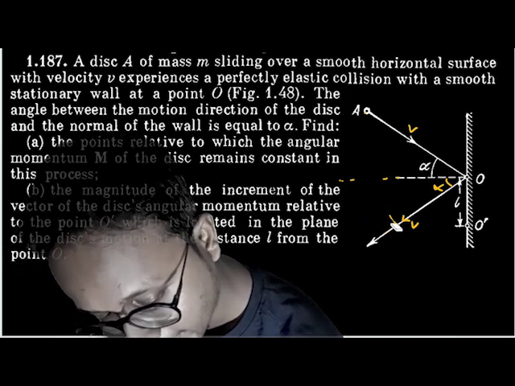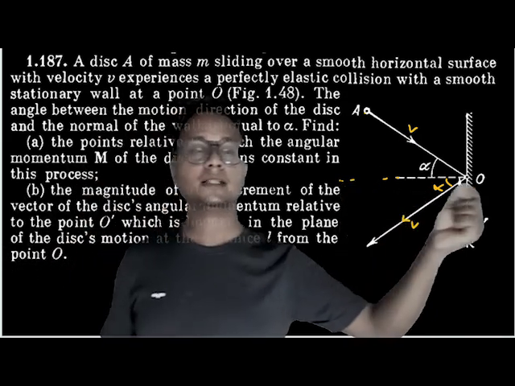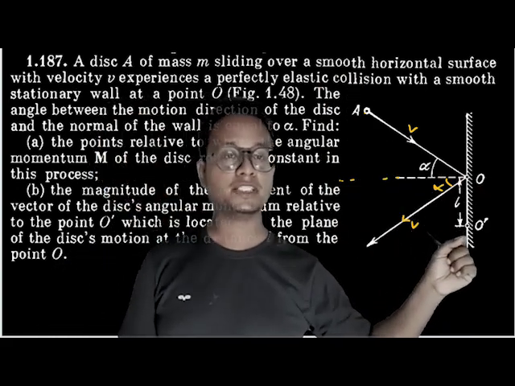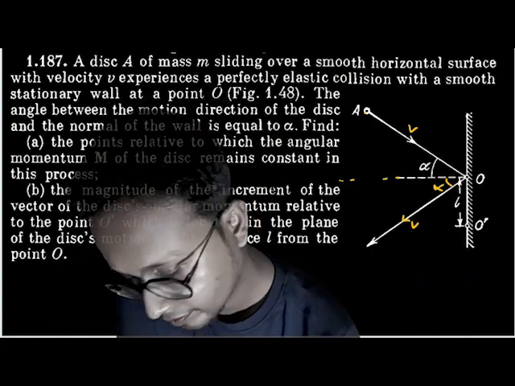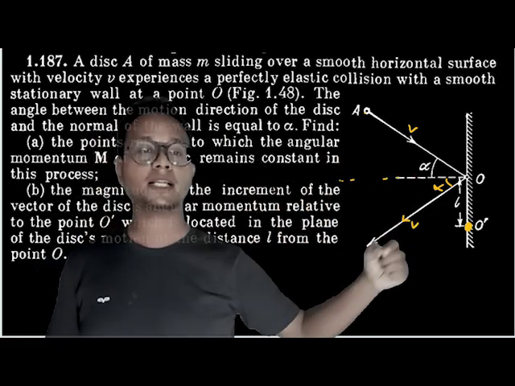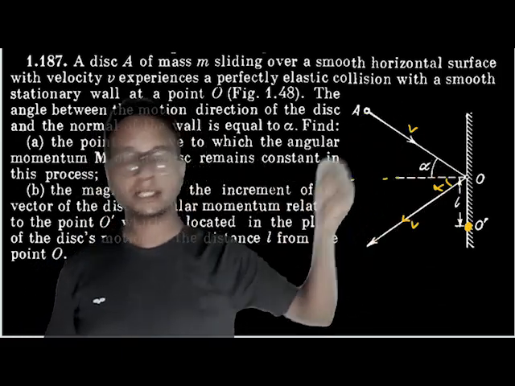If I take my origin at any point along this line, the angular momentum before collision and after collision would be the same. Now the second part of the question: my origin is out here. Okay, this is my origin. If this is my origin, what is final angular momentum minus initial angular momentum?